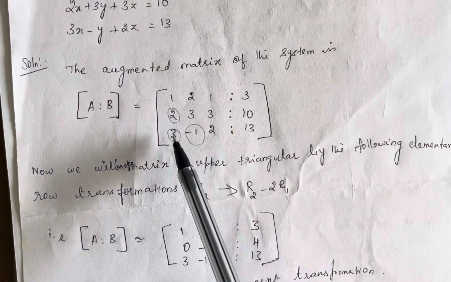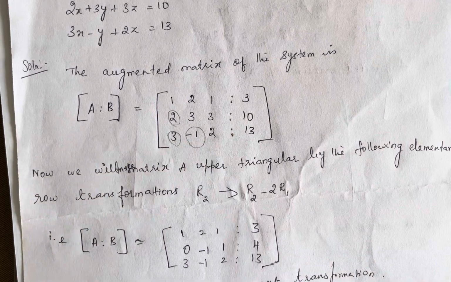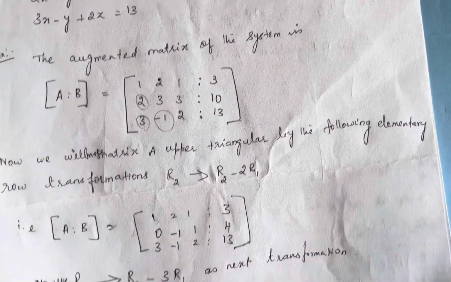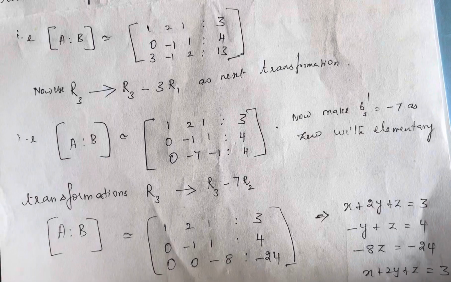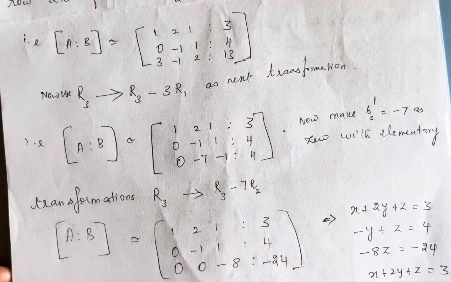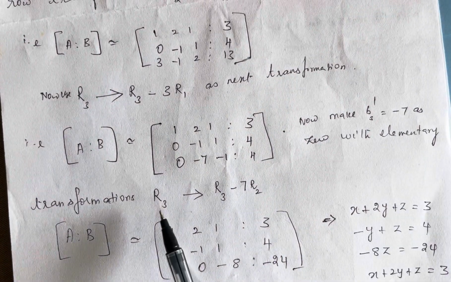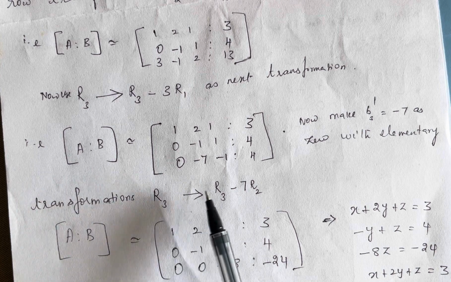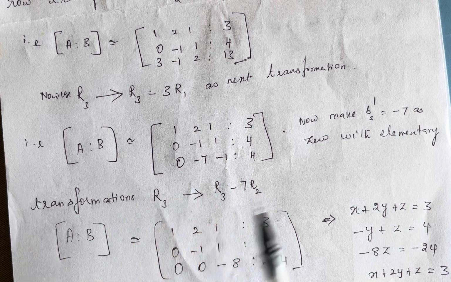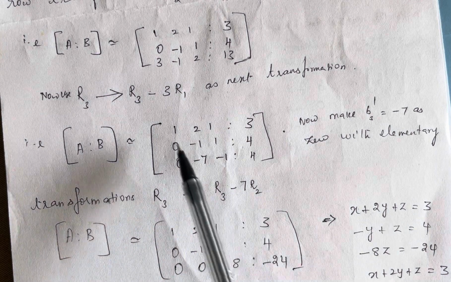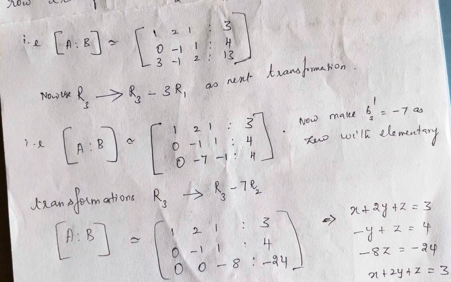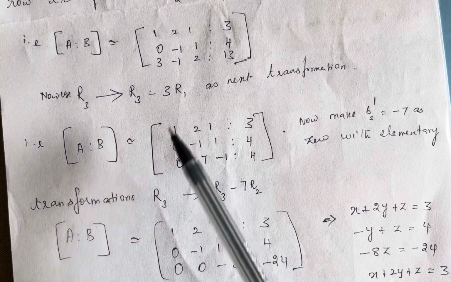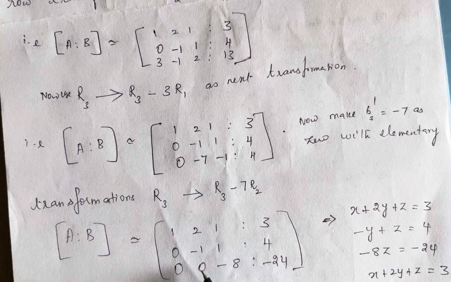So I was able to change the 2 to 0 and the 3 to 0. What is left is the minus 7. To make that minus 7 zero, let us again use the elementary row transformations. Again I can use only R3 because that element is in the third row. So R3 is going to be R3 plus 7R2, which gives 7 times R2: 0, minus 7, 7, 28. Then adding, 0 plus 0 becomes 0, then minus 7 plus 7 is 0, then minus 1 plus 7 is 6, and 4 plus 28 is 32.